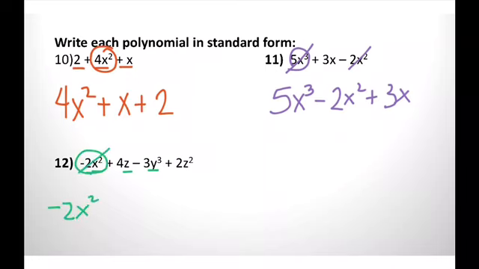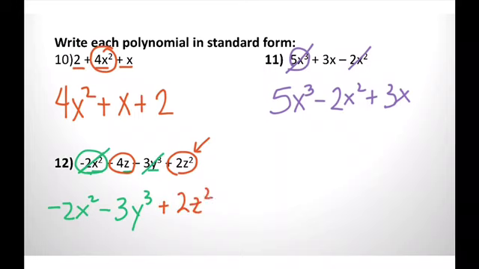Next comes y. So minus 3y to the third. Then comes z. So since I have 2 z's, I've got 4z and I've got 2z to the second. This is a higher degree, so that one's going to come first. 2z to the second power, and then plus 4z. Okay, that's my standard form.